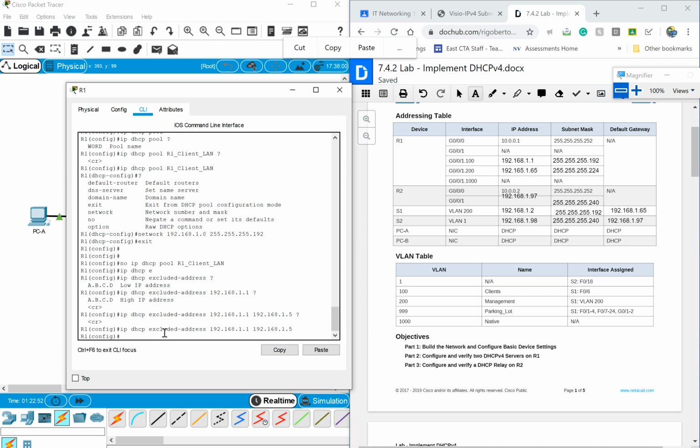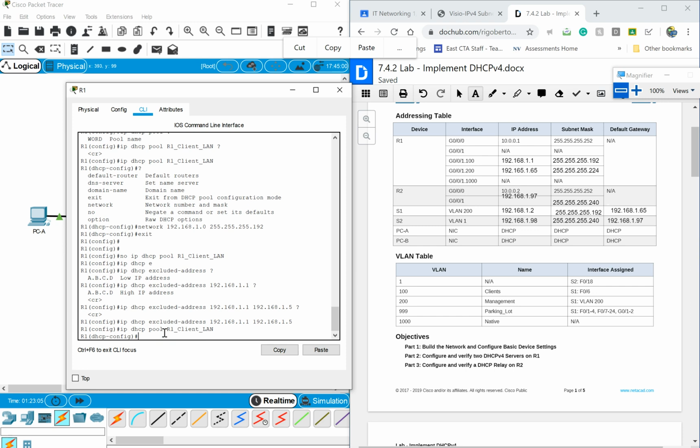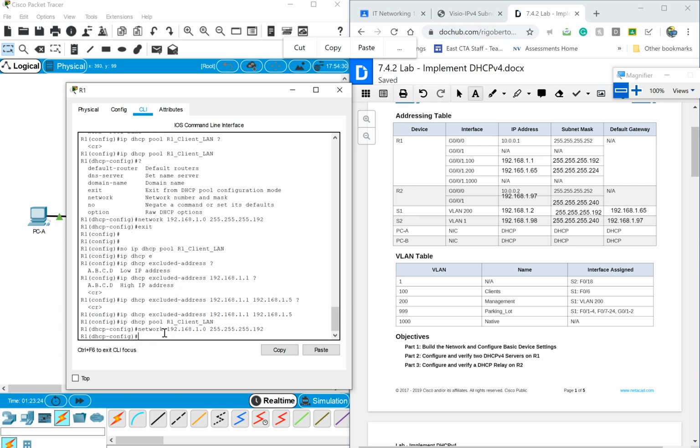So now I can do ip dhcp pool R1_client_LAN. All right, and then we're going to call it network 192.168.1.0. Remember, it's the network address, 255.255.255.192, not 2 something. Enter.